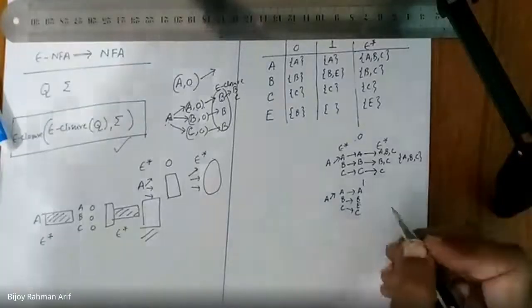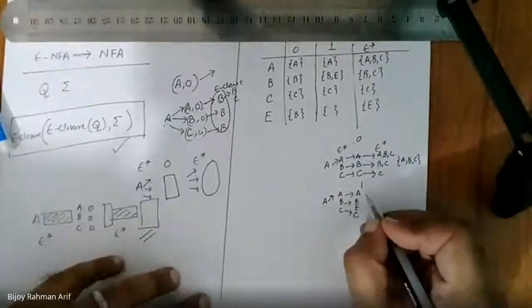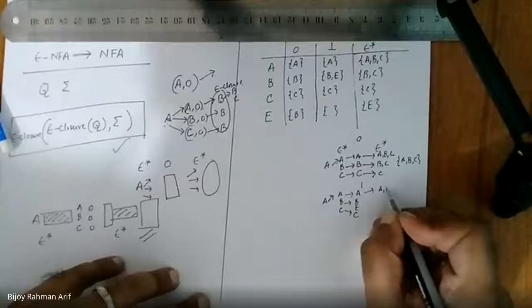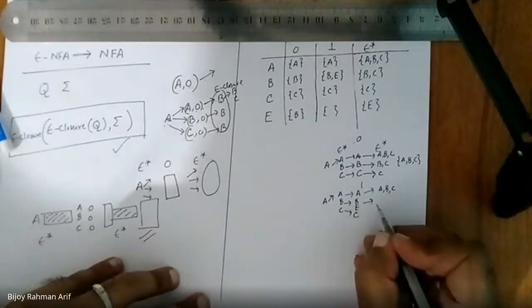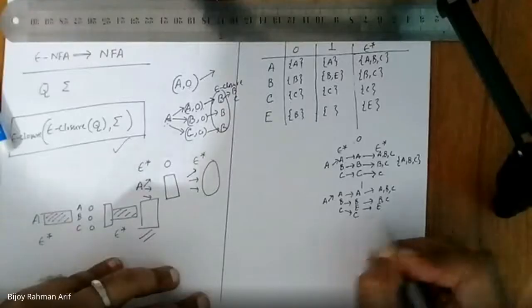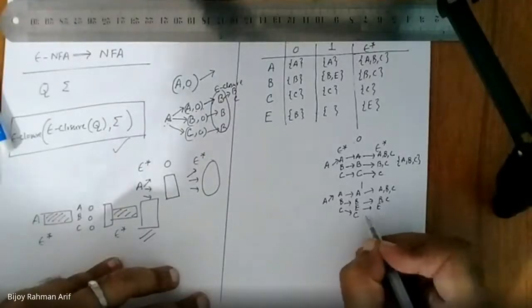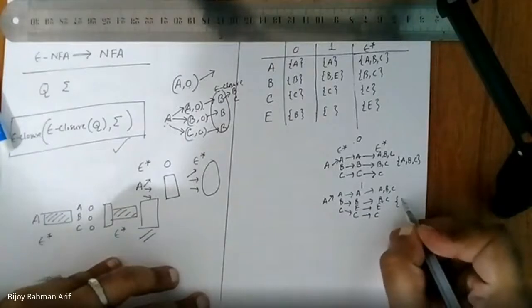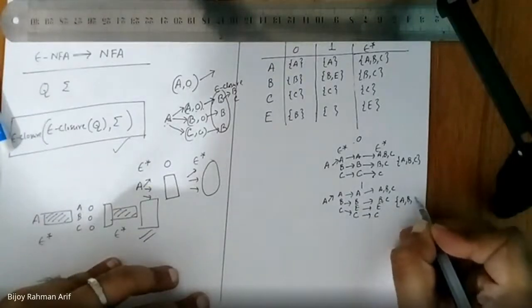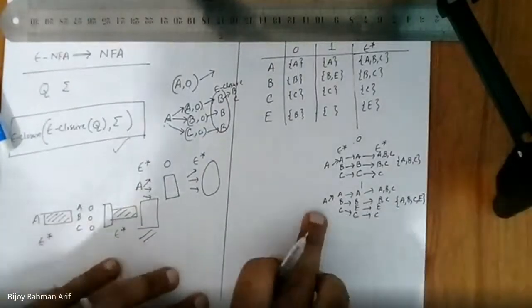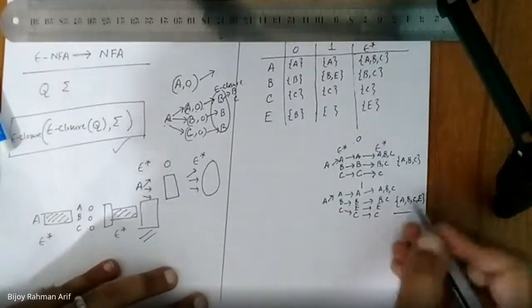Now again epsilon closure. What is the epsilon closure of A? A, B, C. What is the epsilon closure of B? BC. What is the epsilon closure of E? E. What is the epsilon closure of C? C. So the union of all this is A, B, C, E. So A on 1, this whole set we have.